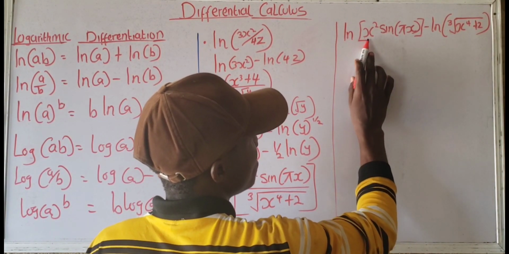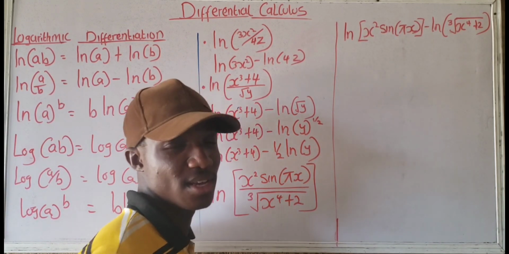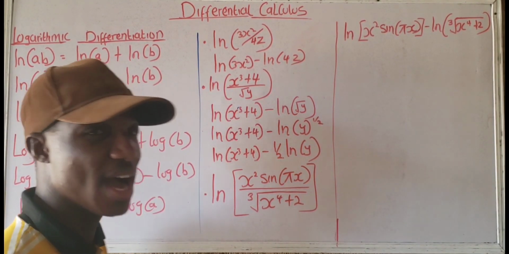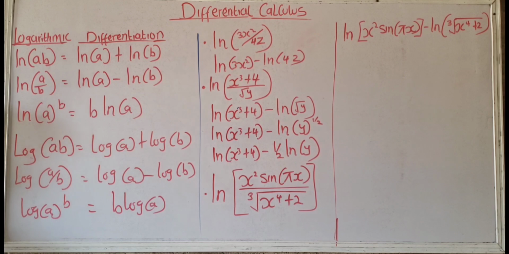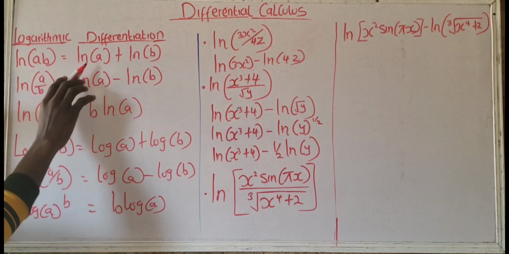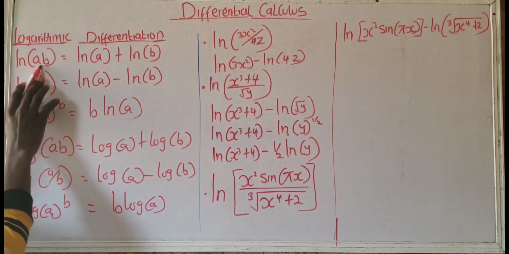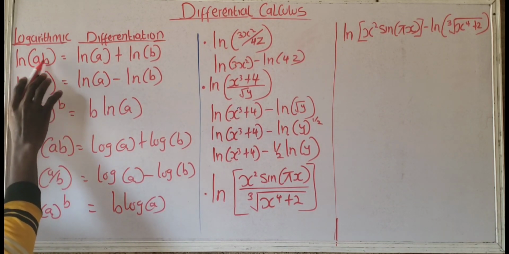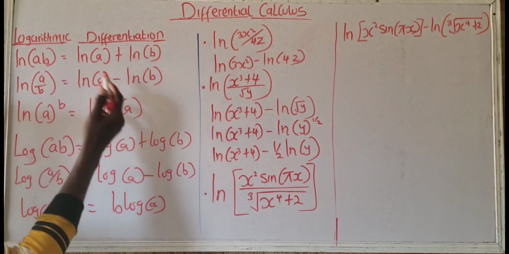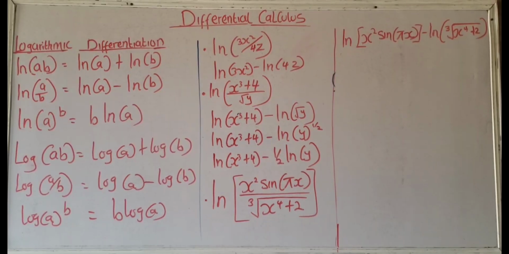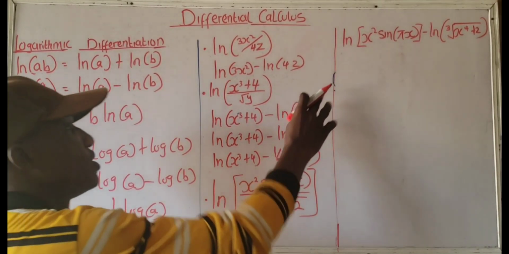Now, what is the sign between x squared and sine pi x? The sign is a product sign. And we have learned that the log of a product is the sum of the log. You understand? The log of the product is the sum of the log. That is, log AB is equal to ln A plus ln B. So we are going to apply the rules here.